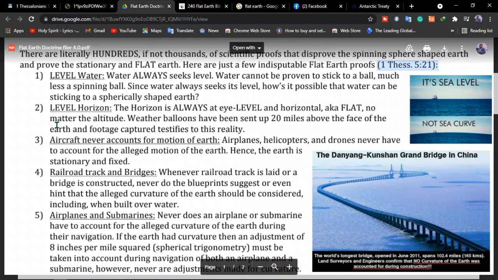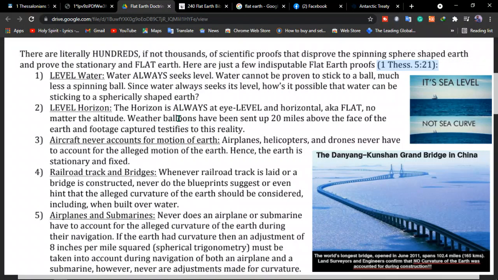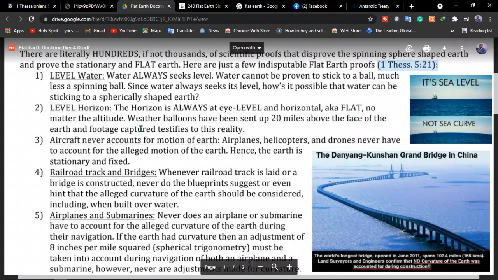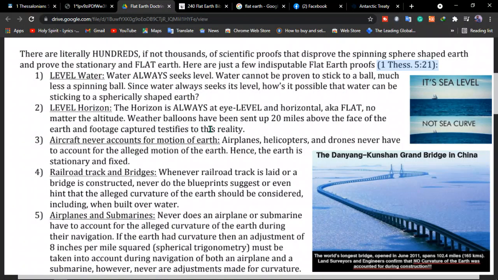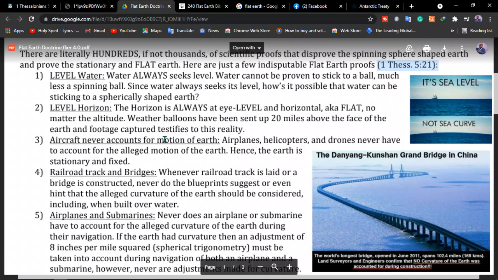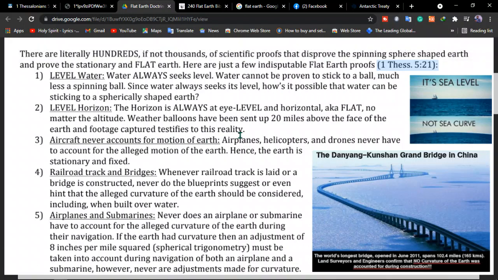Let's look at the level horizon. Okay? The horizon is always at an eye level and horizontal. What we call flat. No matter the altitude, weather balloons have been sent up 20 miles above the face of the earth, and footage captured testifies to these realities.